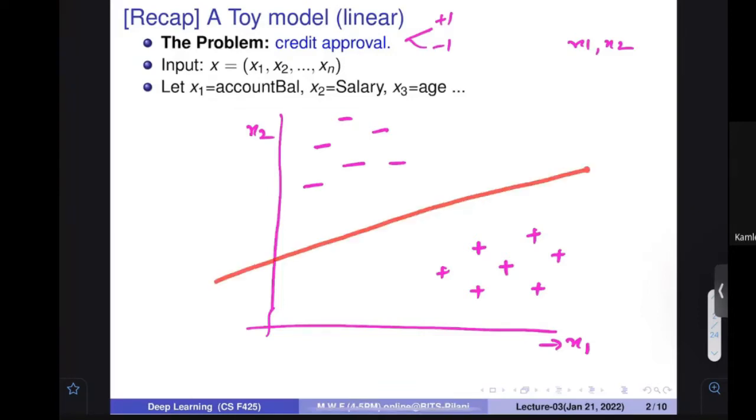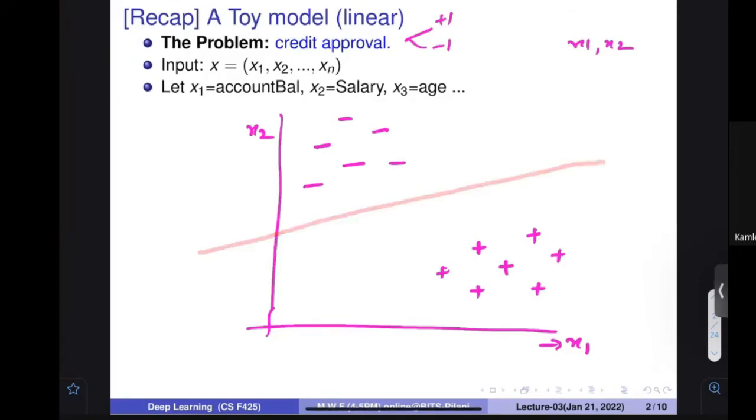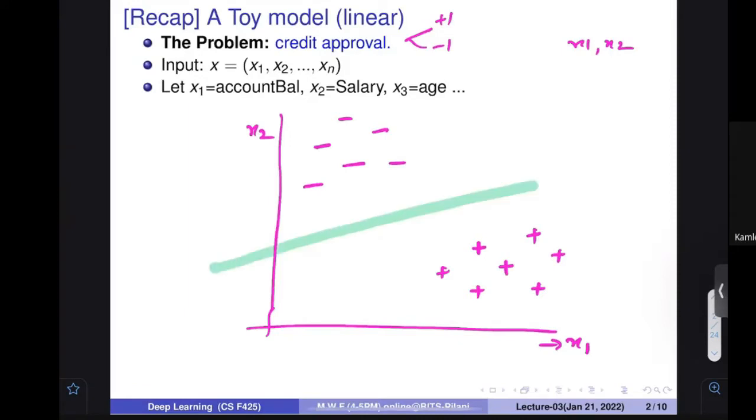Any linear model is going to work if we can find out the equation of this particular line. Somehow, if we can find the equation of this line, what can we do with that? Whenever a new point comes, you find out whether this point is above this line or below this line, and then we can say whether this item is positive or negative. Make sense? Okay. I wanted to tell you this thing.